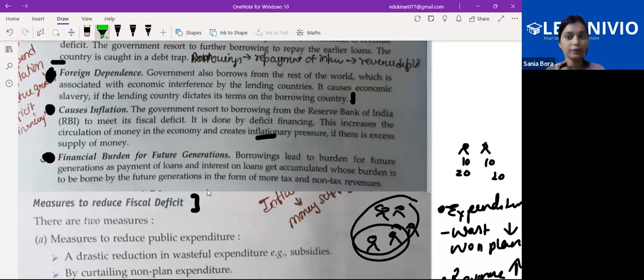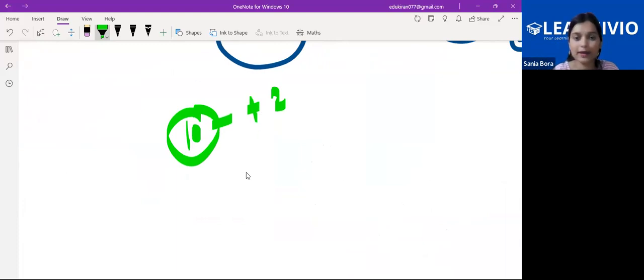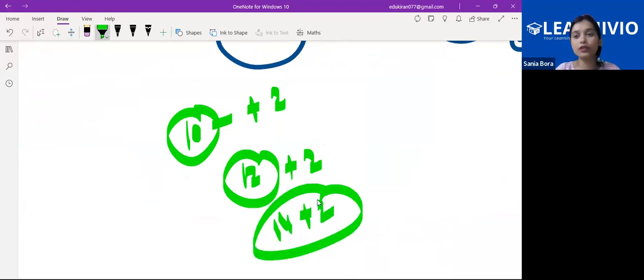It will keep on accumulating. Right? Like for example, I had to pay 10 rupees, this is my loan, plus 2 rupees tax. I didn't pay it. Now it became 12. Now on this 12, I have to again pay 2 rupees tax. I didn't pay this as well. Now it became 14 plus 2. Then after this, my government tenure is over. It's finished. Now you became the next prime minister.